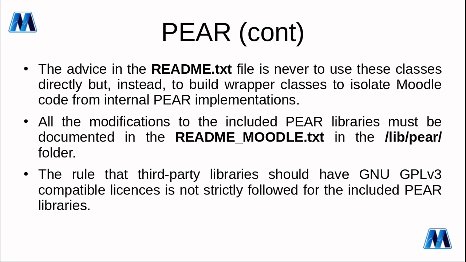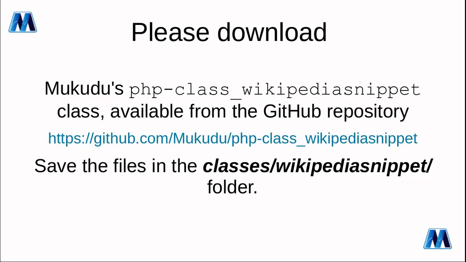Okay, and the rule that third-party libraries should have a GPL version 3 compatible license is not even strictly followed for the included PEAR libraries. So our plugin is going to use the PHP class Wikipedia snippet, which is available from GitHub. However, there's a download, a zip file, in the lesson to allow you to just get the code, and then you can save all those files in the classes wiki snippet folder. Okay, so do that now before we carry on with the course.